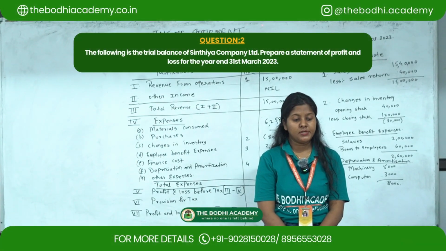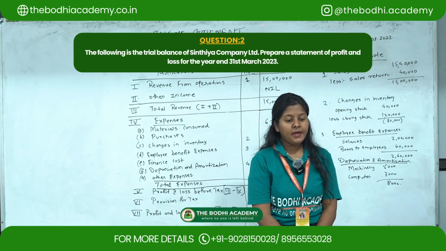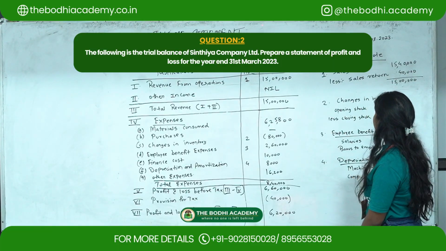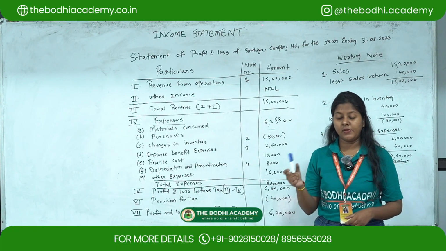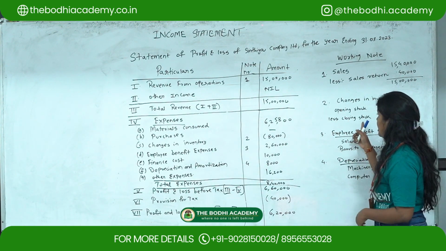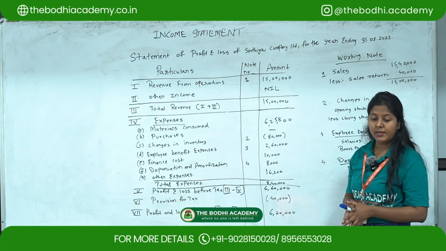So the next question is, following is a trial balance of Cynthia Company Limited. Prepare the statement of profit and loss account for the year ended 31st March 2023. And here the additional information they have given, that closing stock was valued at 1,20,000. Okay. The closing stock they have not given in the trial balance, they have given the closing stock amount separately.